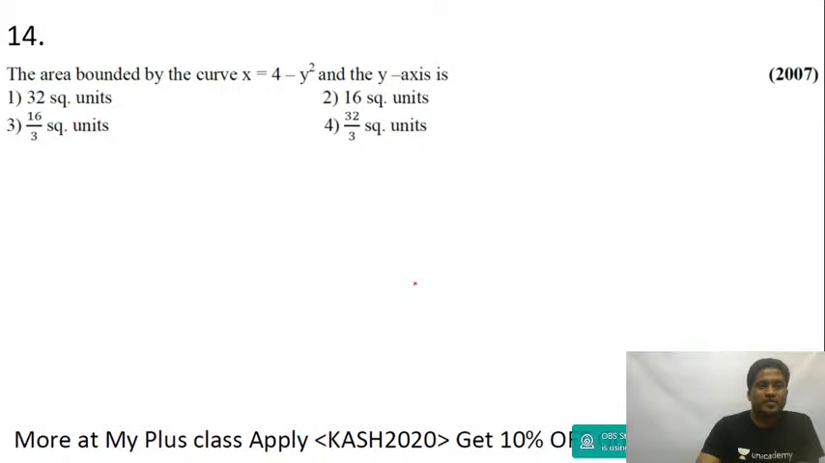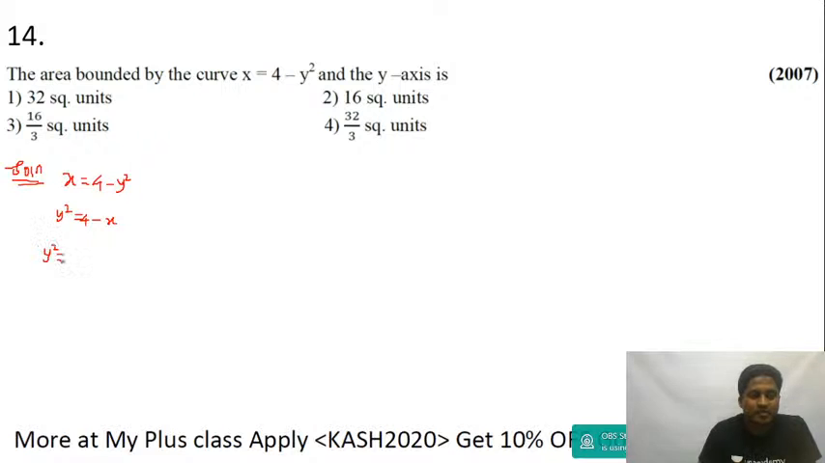Question number 14. The area bounded by x equal to 4 minus y square and the y axis. I'm supposed to find the area. So first, let me simplify this graph, that is, the curve x is equal to 4 minus y square. If I shift to the left side, you get y square is equal to 4 minus x. I can write y square is equal to, take minus common, minus of x minus 4.